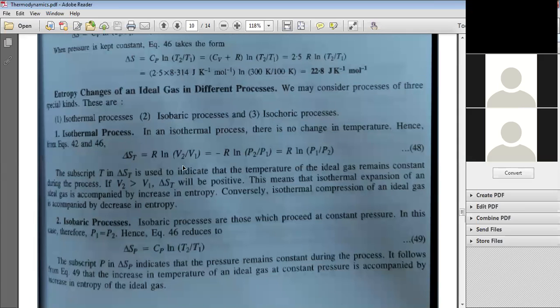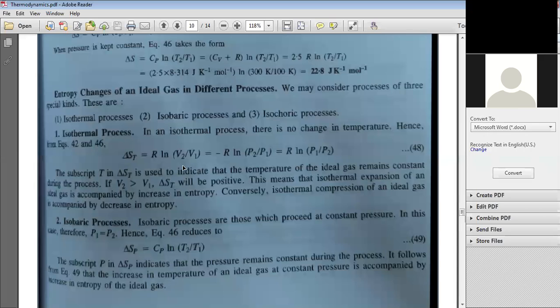So if someone asks you to calculate the entropy change during an isothermal process, we have to decide which of these relationships to use, whether volume is changing or pressure is changing. If volume is changing, then delta S_T will be equal to R ln V2 by V1. And if pressure is changing, then it will be minus R ln P2 by P1. And if you want to convert this into a positive sign, then R ln P1 by P2. So this equation number 48 is nothing but a special case of the equations that we have discussed earlier.